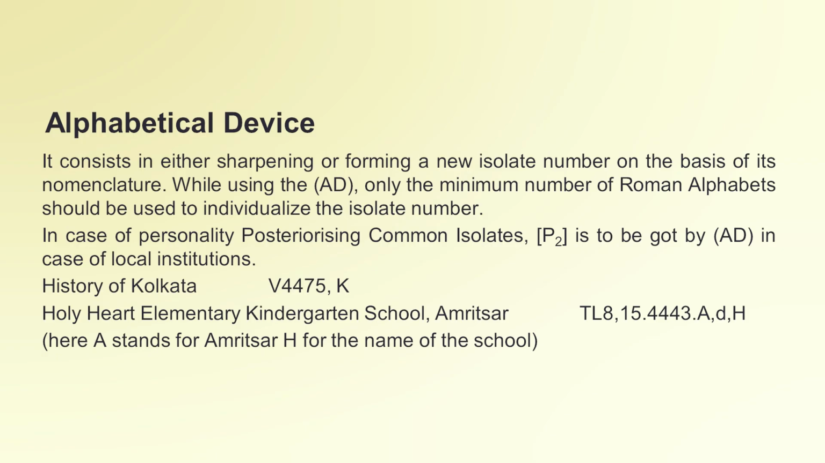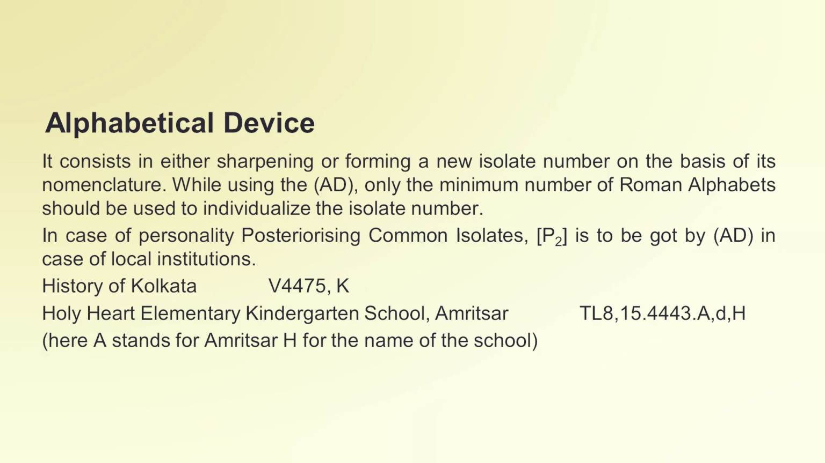The notation will be V4475, then for Kolkata it will be comma K, as here the personality facet is got by the geographical device and 4475 is not used as the space isolate but as the personality isolate. Kolkata K will be also treated in the personality facet, so the indicator digit will be comma, that is for the personality facet.